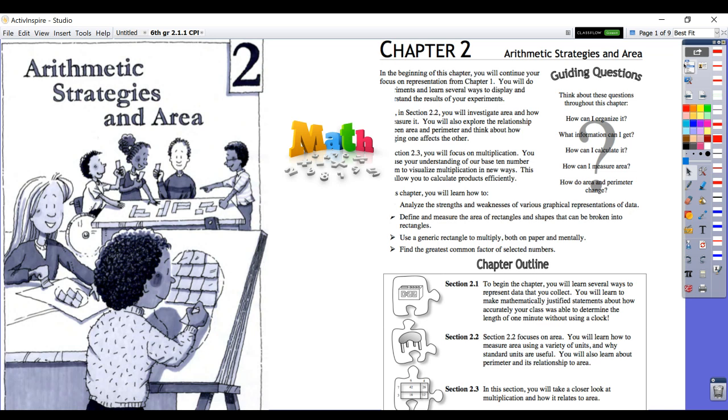This video is to help you understand the material from the classwork for section 2.1.1. First of all, at the beginning of any unit, you'll notice that they will talk about the overall ideas that will be covered in that unit.